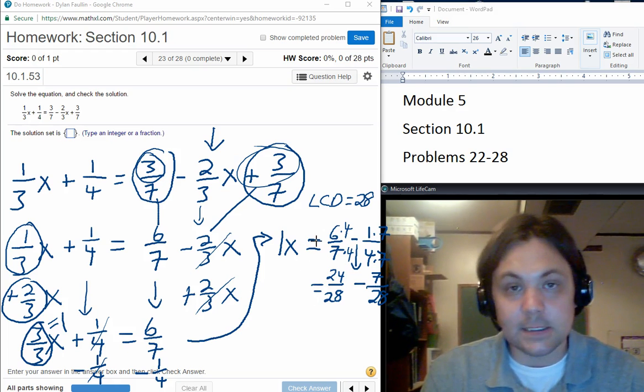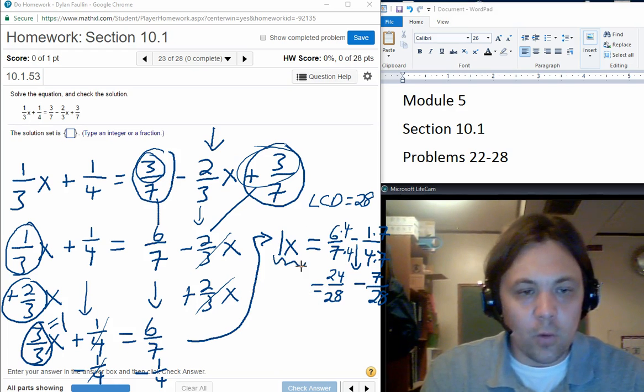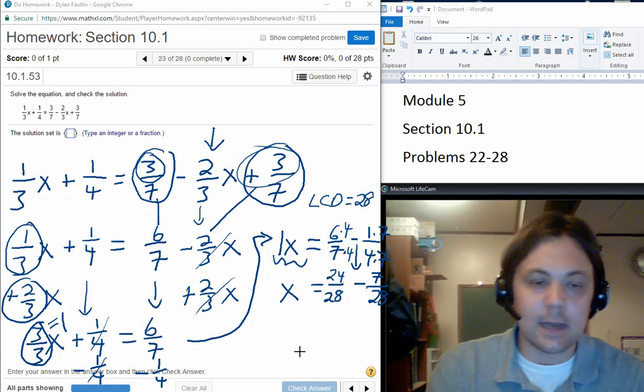Let's copy down the rest of everything, copy down the equals to. 1 times x is just x. I'm just going to copy that down as x.